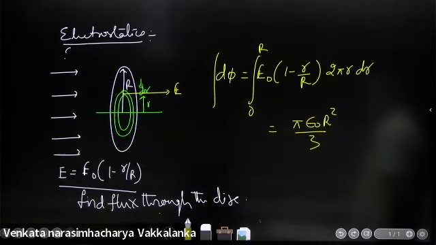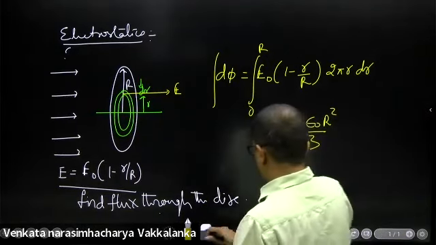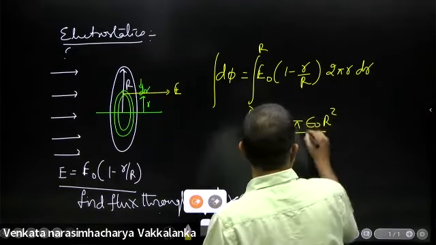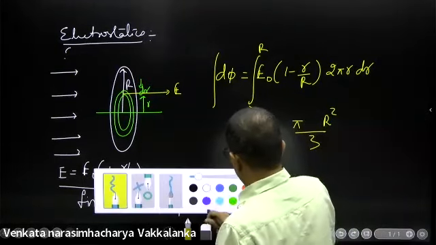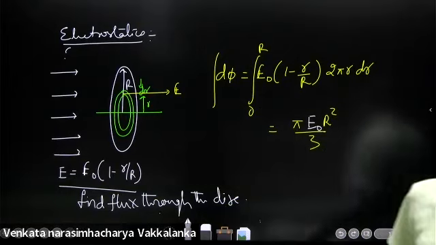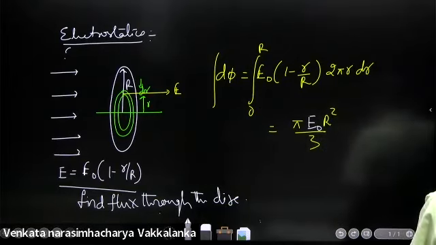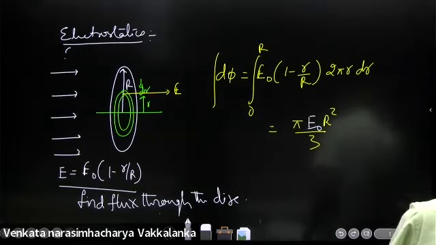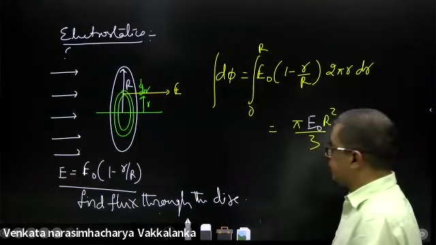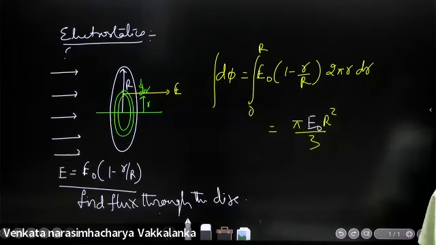Sir, it should be E naught. Pi E naught, sorry, my bad. Yeah, my mistake. This is E naught. Can I proceed? Yes, sir.